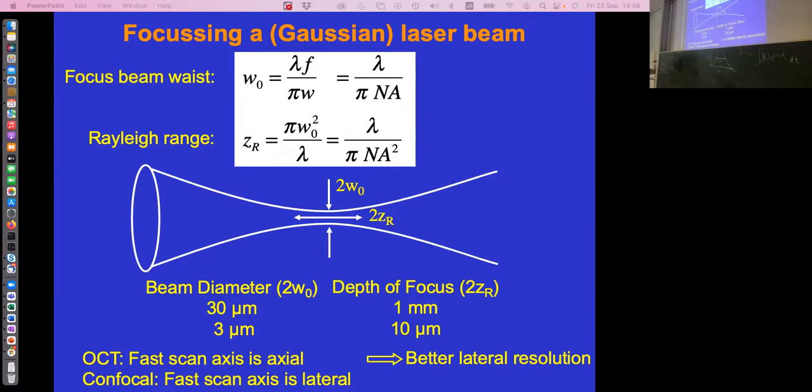So my question then is, what is the preferred setup for confocal microscopy? Do you want the 30 micron focal diameter and a depth of focus of 1 millimeter, or do you want a 3 micron diameter of my focus and a Rayleigh range of 10 microns? What is the best configuration for a confocal microscope?